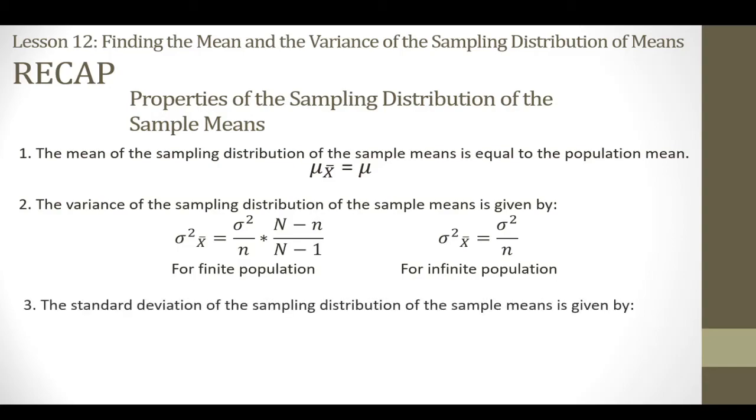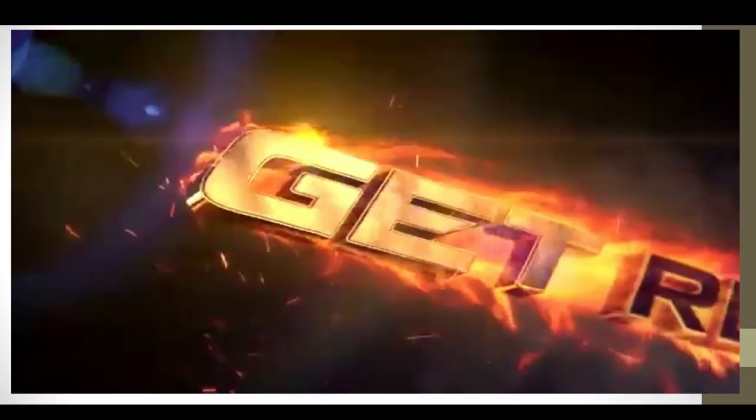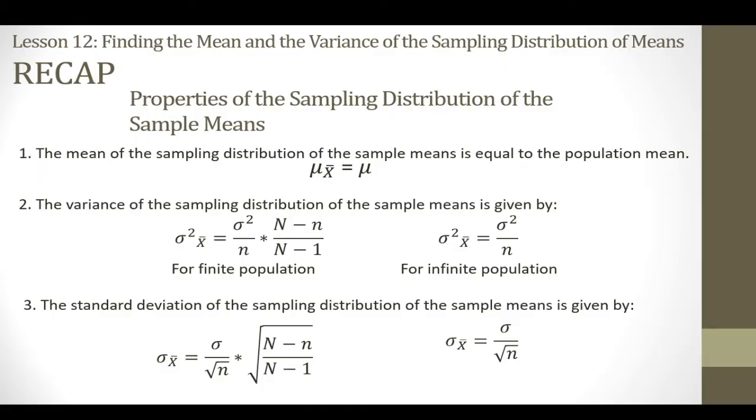Next. The standard deviation of the sampling distribution of the sample means is given by this one. So again, kapag nakuha nyo na yung sampling variance, kunin nyo na lang yung square root. Okay? Para ma-obtain nyo yung sampling standard deviation. Again, for infinite population, then for finite population, then again for finite population and infinite population. Ayan, very good. So sige, practice tayo.